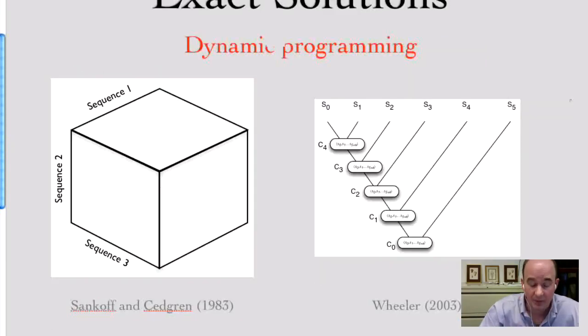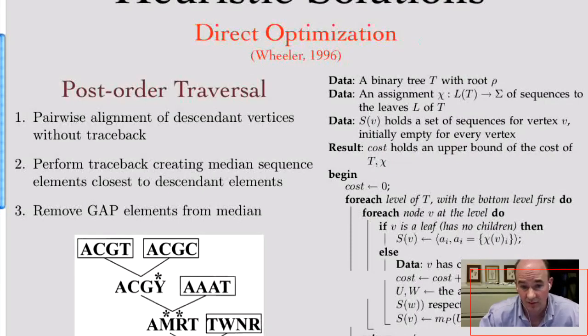Now, briefly, there are a couple of exact solutions that one could do, which would involve very high dimensional dynamic programming, or perhaps even specifying all possible sequences at all the internal nodes. And one could then get an exact solution, but this would only work for very, very small data sets. Again, perhaps for analytical purposes or toy data sets, but would never work for any non-trivial data set. So we have to move to heuristic solutions.